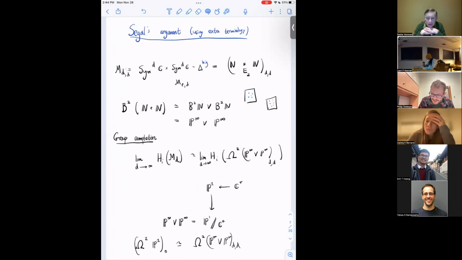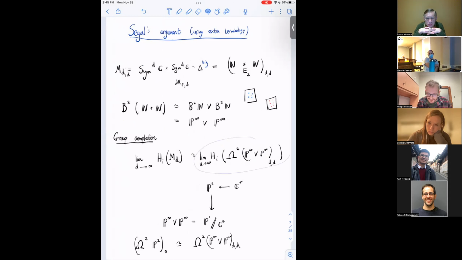But the point is basically that when you take the double loop space, you get a group. And so all of the connected components will have the same homology. So this limit, you can just think about one of the terms.